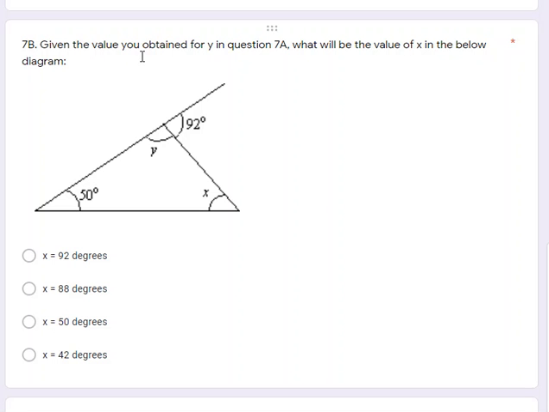Now 7b asks, given the value you obtained for y in 7a, what will be the value of x in this diagram? X is located in this part of the diagram. Will x be 92, 88, 50, or 42 degrees?